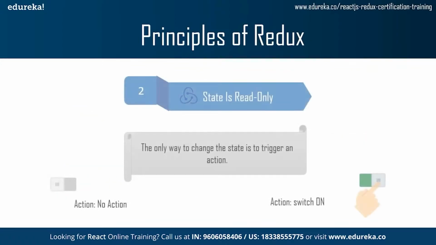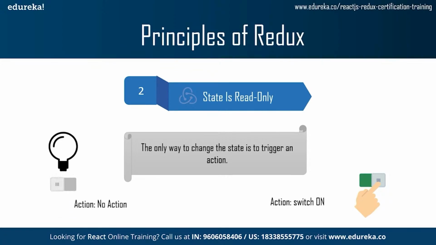Now, let's move to the second principle, that is the state is read-only, which means the only way to mutate the state is to emit an action which describes the user's intent. Here by mutate, I mean to update. So we can say that we can change the state by triggering an action, which is an object describing what has happened. As you can see on the screen, here the action is no action. And when the action is switched on, the bulb is getting lighter.